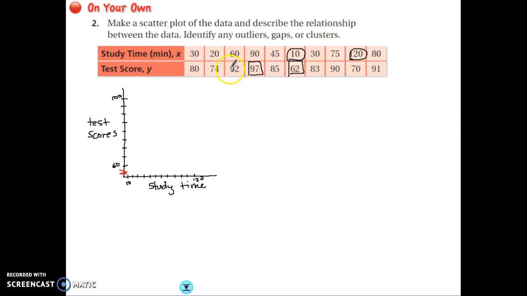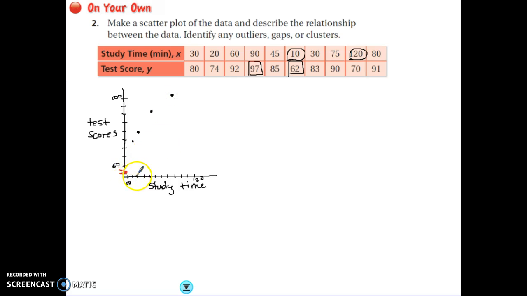And now we plot our data. My first point is that x is 30 and y is 80, so I go right to 30. Here's 60, 65, 70, 75, 80. Here's my first dot. Then I've got 20 and 74. So right 2 to 20, 74 is right about here. I've got 60 and 92, 10, 20, 30, 40, 50, 60, up to 92, which would be right about here. 90 and 97, 20, 30, 40, 50, 60, 70, 80, 90, up almost all the way to the top.